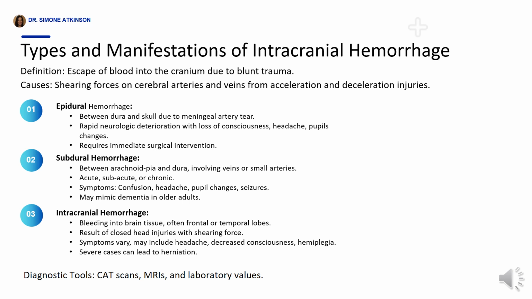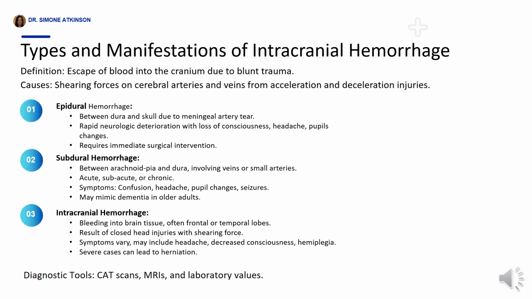Moving on to the intracerebral hemorrhage, it is bleeding into the brain tissue and can occur anywhere in the brain. Most commonly, it's affecting the frontal or the temporal lobes. Now, this type of hemorrhage often results from closed head injuries where there is some shearing force deep in the brain. And it can happen in situations like a motor vehicle accident where the client's head hits a windshield, or from back and forth motion causing coup and counter-coup injuries.